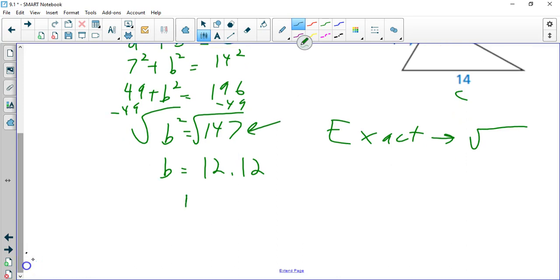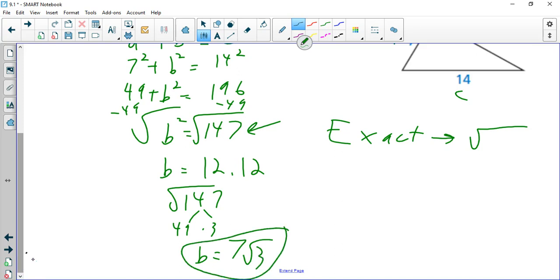Now, we're going to see if 147 has a perfect square inside. Now, when we check 147, it actually breaks down to 49, which is a perfect square, times 3. So the exact answer for this is b is equal to 7 radical 3. That's the exact answer. This is the approximate answer.